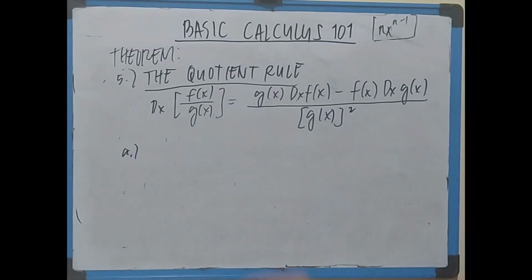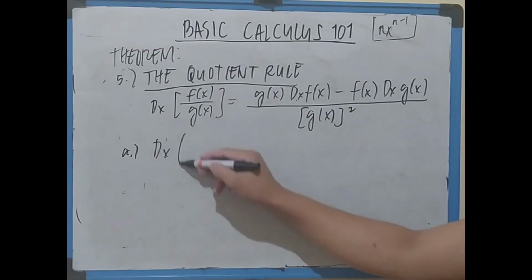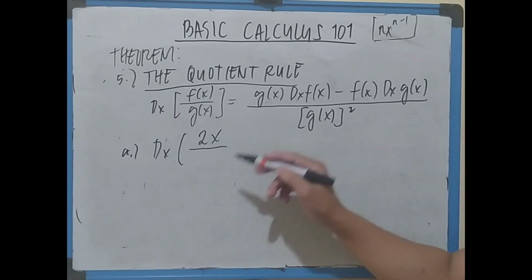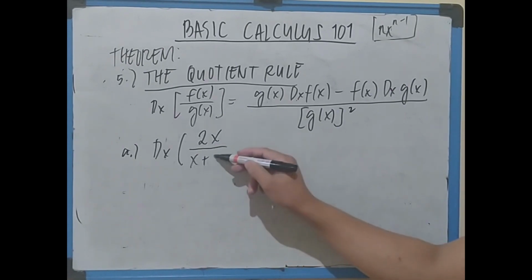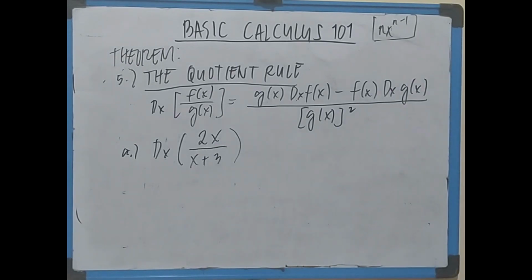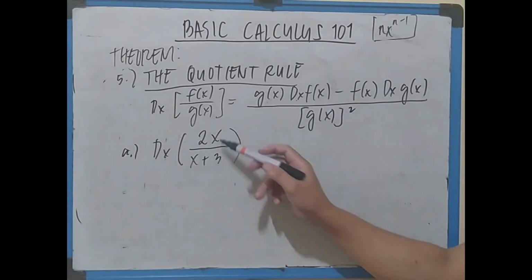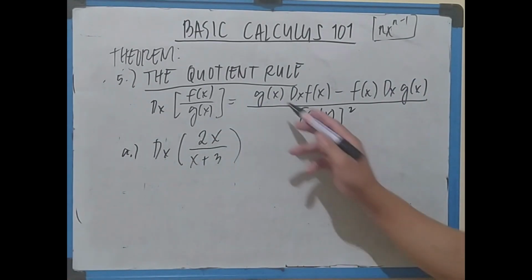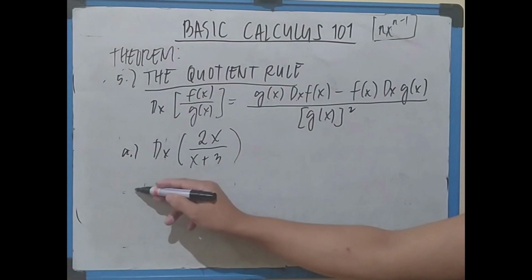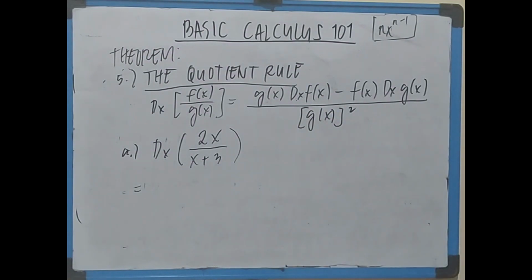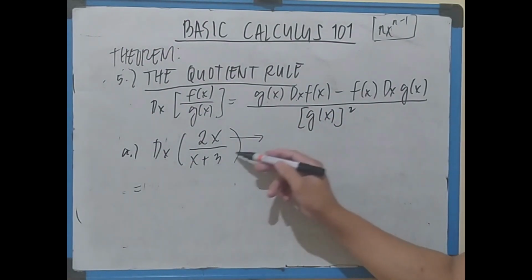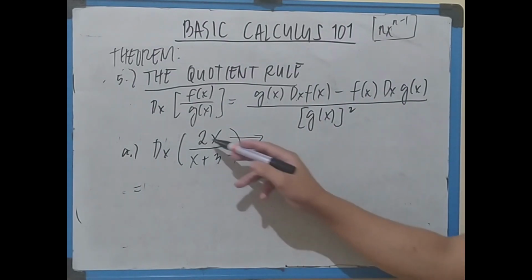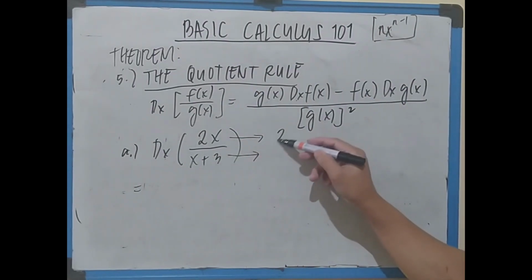So, let's say for example, meron tayo. Find the derivative of, halimbawa, we have 2x all over x plus 3. Okay, so in this equation guys, let us assume that the f of x is the 2x and then x plus 3 is the g of x. So, i-apply lang natin itong formula na ito. Kung gusto nyong mas madali, kunin mo na agad yung derivative nito and also this one. So, the derivative of 2x is 2.